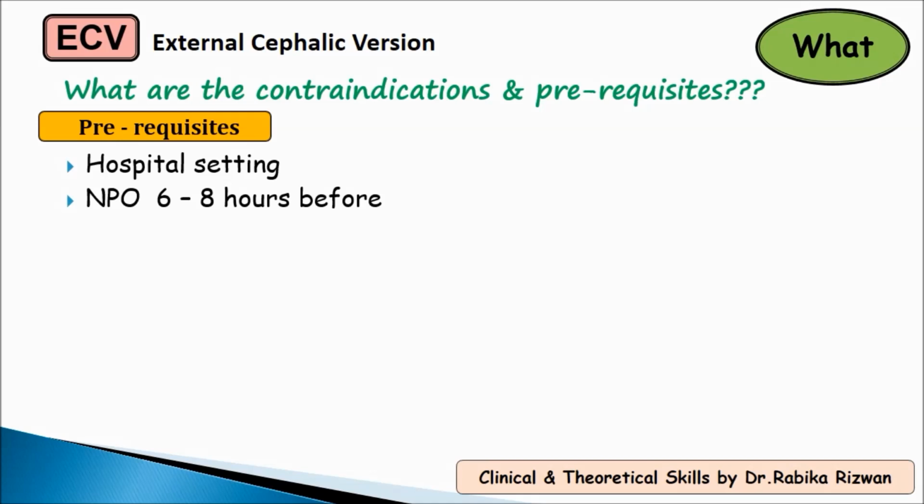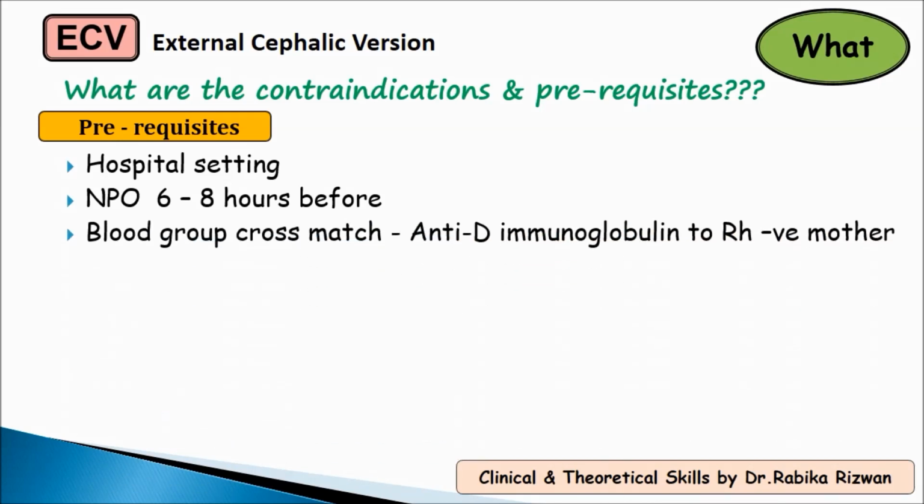The next point is keep the patient NPO, nil per oral, for at least 6 to 8 hours before. Of course, considering that you may end up on emergency C-section, you should keep the patient NPO. Then you need to do blood group cross-match, and most importantly, you should arrange anti-D immunoglobulins for Rh negative mother, as you need to give injection anti-D at the end of the procedure.